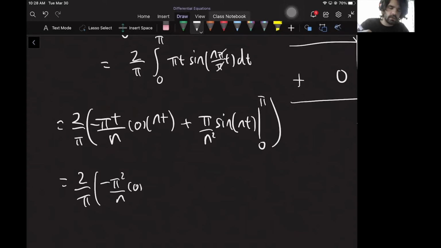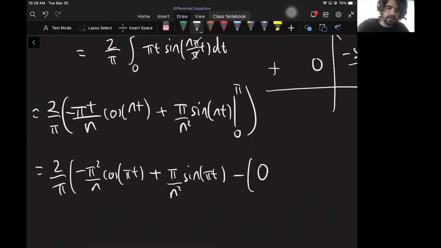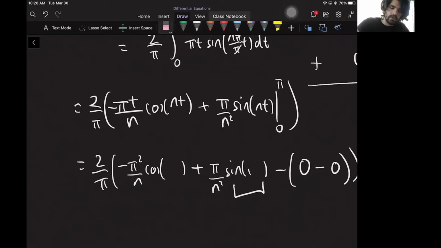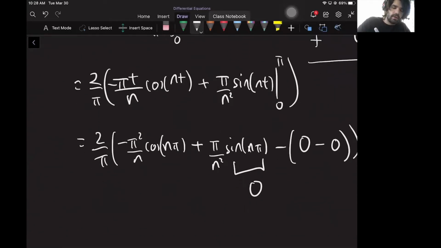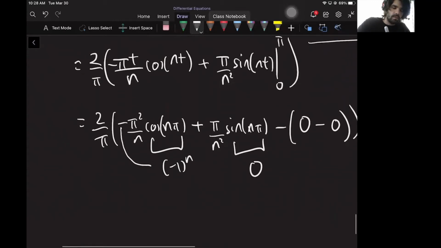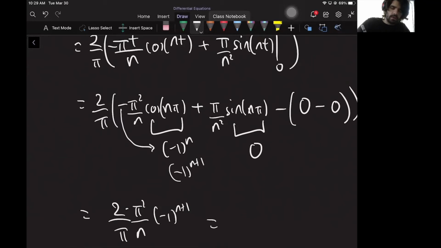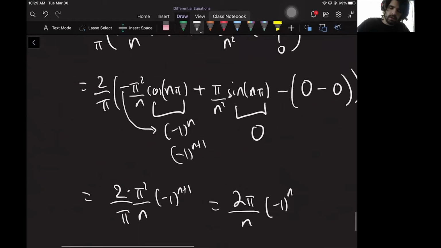This becomes cosine of pi t plus sine of pi t, which is going to always be 0, minus, and then if I plug in 0, that t will be 0, make everything 0, and sine of 0 is also 0. Okay, so now we do our normal trick, which is any multiple of, sorry, I plugged it in for n instead. Let's plug it in for t. So any multiple of pi with the whole number is 0, and this is -1 to the n. So then with this negative, you could write it as -1 to the n plus 1. So in the end, we get 2 over pi times pi squared over n times -1 to the n plus 1. You can cancel some pi, 2 pi over n, -1 to the n plus 1.